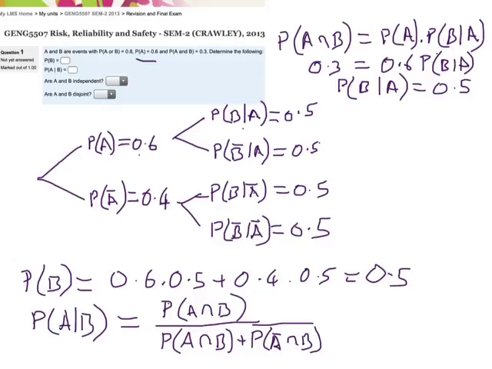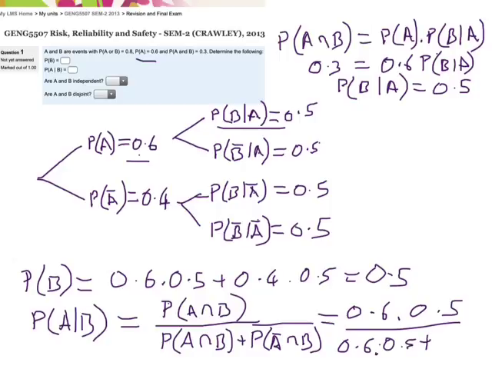So let's see what we've got from here. What's the probability of A and B? That's going to be equal to the probability of A, 0.6, multiplied by the probability of B given A, which is 0.5, and we're going to have that as well on the bottom, 0.6 times 0.5 plus, and what's the last one? Not A and B, which is the probability of 0.4 times 0.5. And we got really tiny there at the end.